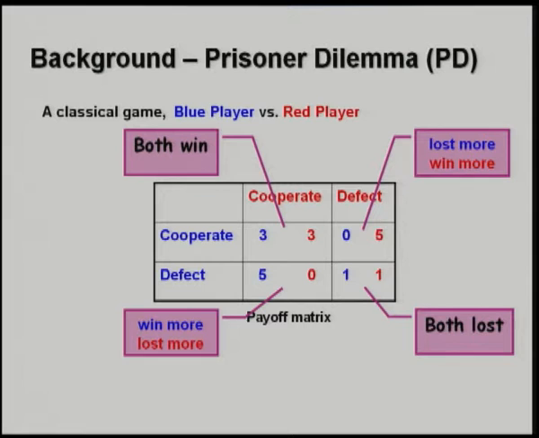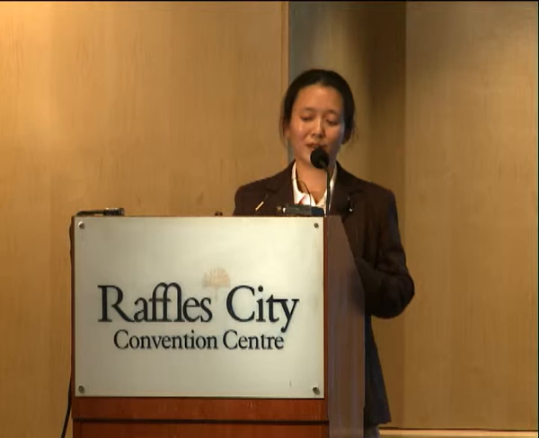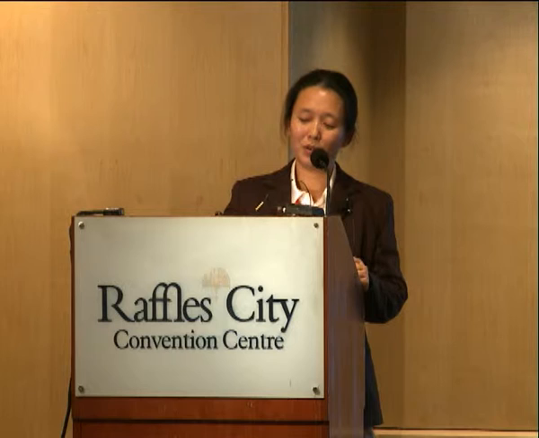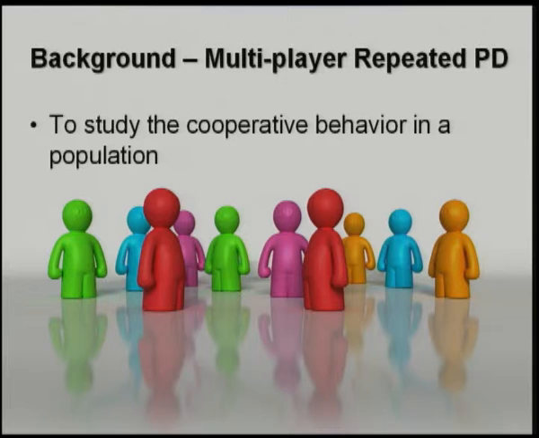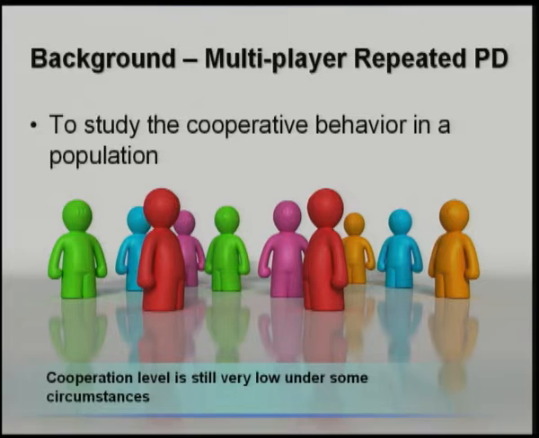Because every player wants to maximize their own profit, defection is always the best choice, no matter what the opponent takes. This leads to the Nash equilibrium, mutual defection. And this shows why two individuals might not cooperate, even if it appears that it is the best to do so. To study cooperative behavior in a population, people use a multiplayer repeated prisoner's dilemma game model. However, people find the cooperation level is still very low under some circumstances.